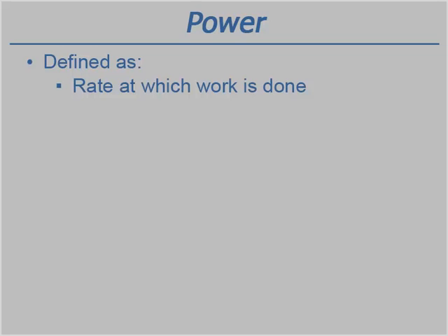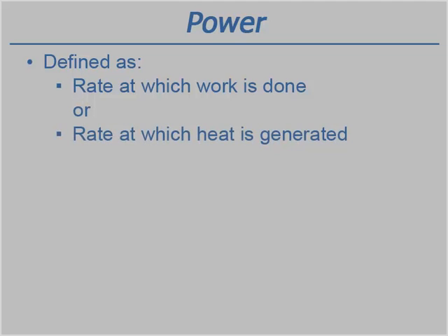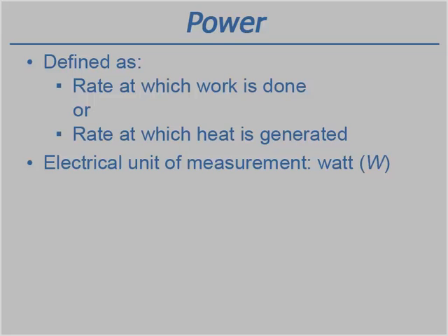Electricity is generally used to do some sort of work, such as turning a motor or generating heat. Specifically, power is the rate at which work is done or the rate at which heat is generated. The unit commonly used to specify electrical power is the watt and is abbreviated with the capital letter W. In equations, you will find power abbreviated with the capital letter P.